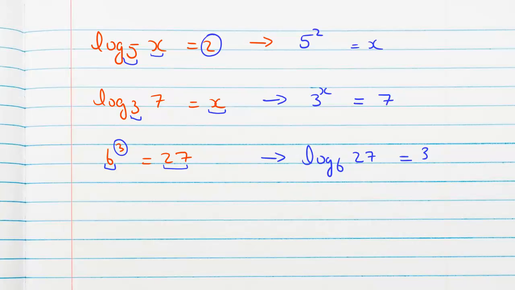Okay, similarly we have, let's say, e to the y power is equal to 33. That means in the logarithmic form we will write log base what? E, and the answer we get is 33. So log base e of 33 is equal to the power y. e to the y power is 33.